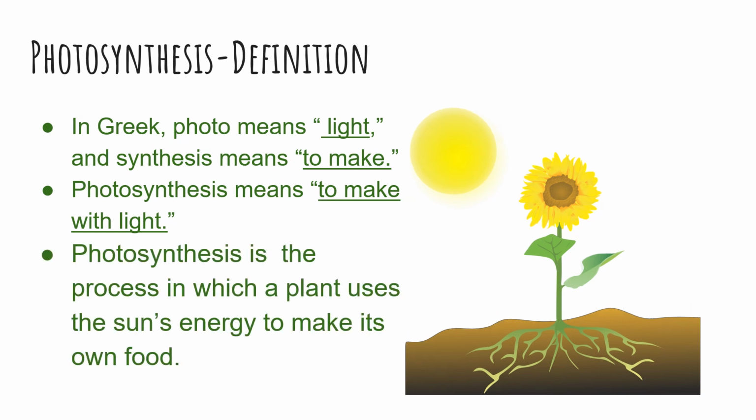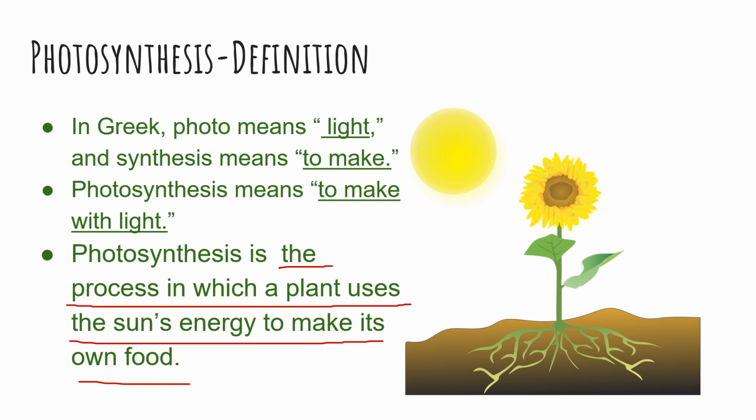Photosynthesis then is the process in which a plant uses the sun's energy to make its own food. Okay. Yes, the plant is making things with light. Obviously, the sun's rays are coming here to the plant. The plant will then take in the sun's rays and use it to create its own food. This is the definition we're going to use then for photosynthesis, the process in which a plant uses the sun's energy to make its own food.